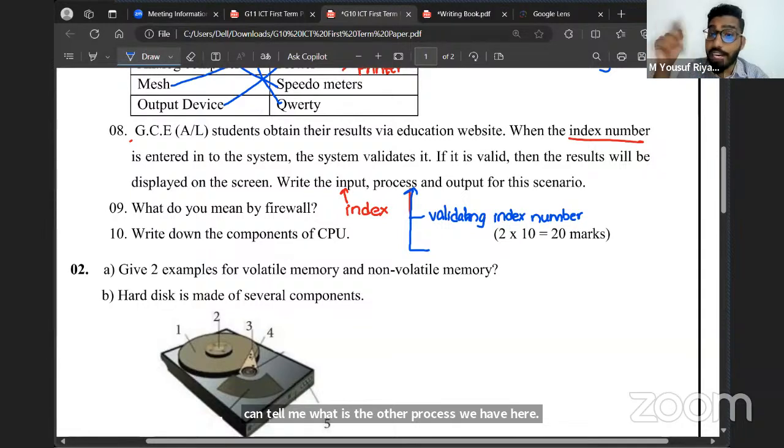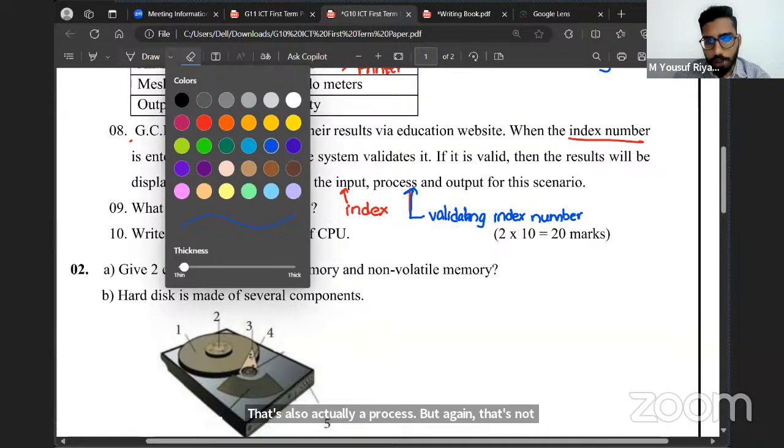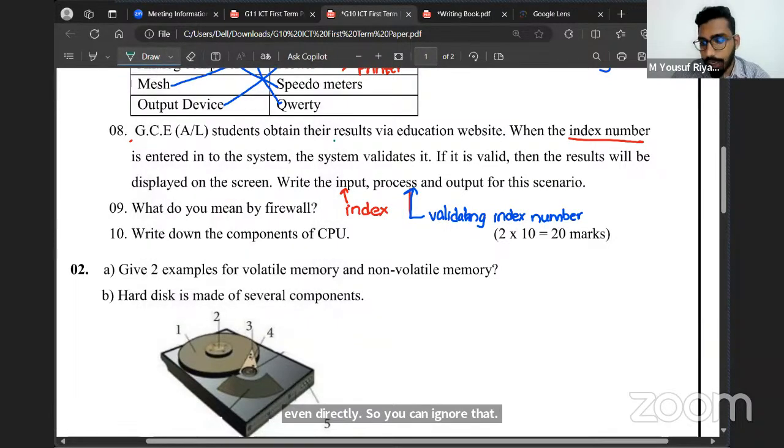You can tell finding the O/L results. So the system has to go and find the O/L results. No, that's also actually a process. But again, that's not given directly, so you can ignore that. Okay. For process, you can mention validating input, the index number. Right. Then what is going to be the output of this system? Exactly. Your A-level results will be the output, or A-level results sheet. You can mention that as an output, right?